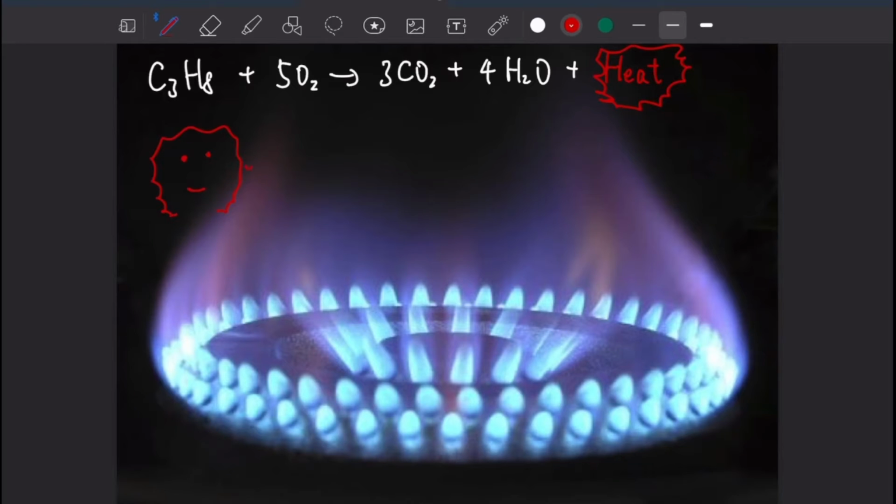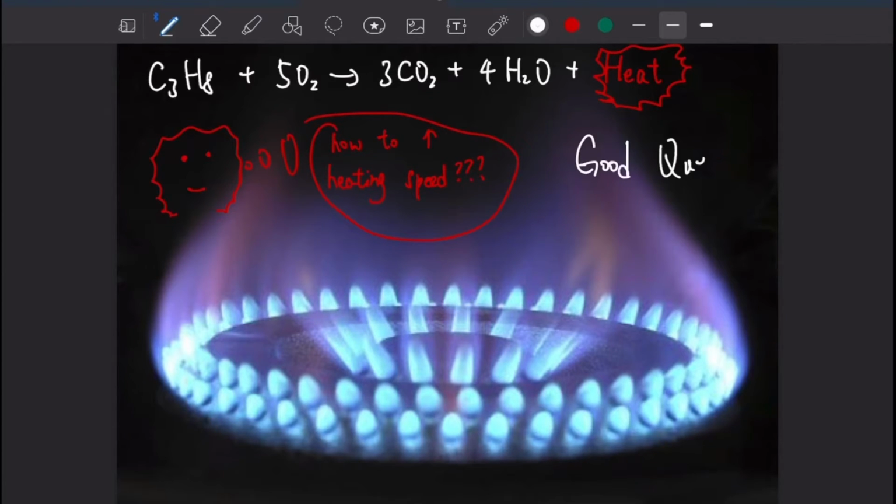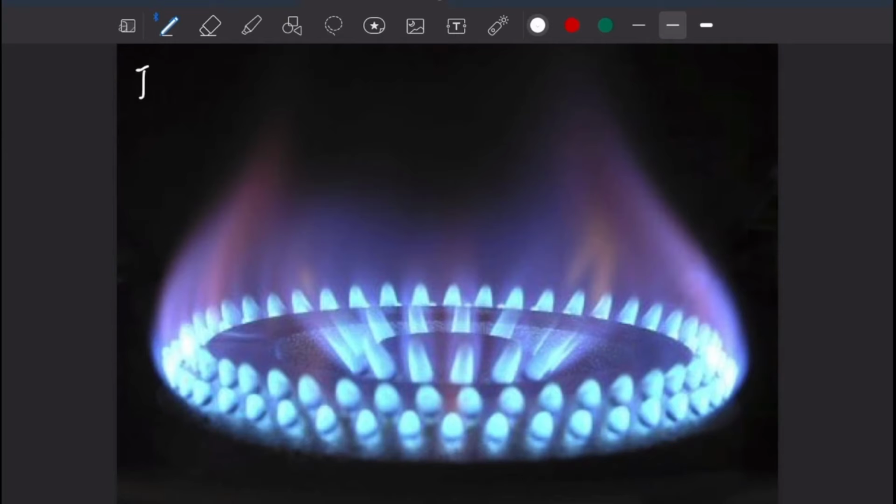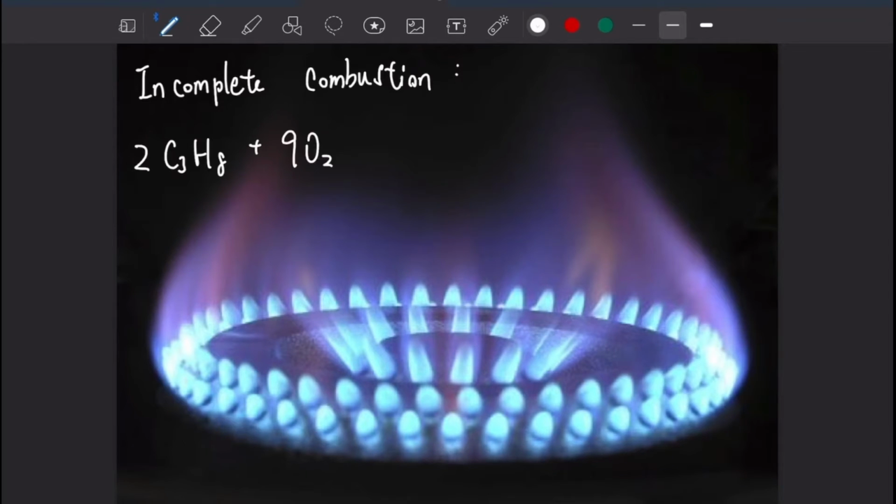And some of you might be curious, what does it have to do with my cooking speed? That is a really good question. In real-life situations, incomplete combustion usually occurs. Incomplete combustion occurs when the supply of air or oxygen is insufficient during heating. Water is still produced, but carbon monoxide and sometimes even carbon will also be produced along with carbon dioxide.